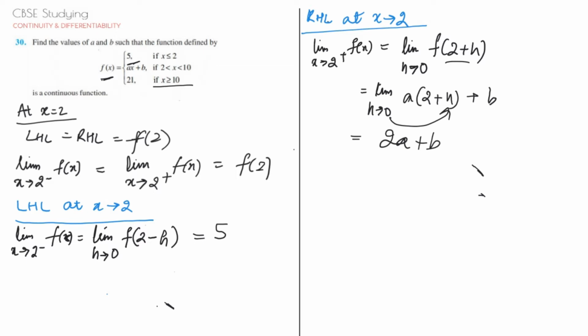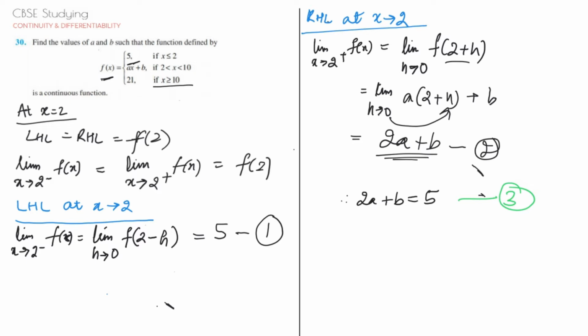2a plus b. Correct? Now, since the function is continuous, we can say that LHL is equal to RHL. So I can equate LHL and RHL. Let's say this is equation number 1 and this is equation number 2. So I can say 2a plus b is equal to 5. Let this be our equation number 3. Okay, so we got one equation over here. Okay, now the same thing we are going to do for x equals to 10.